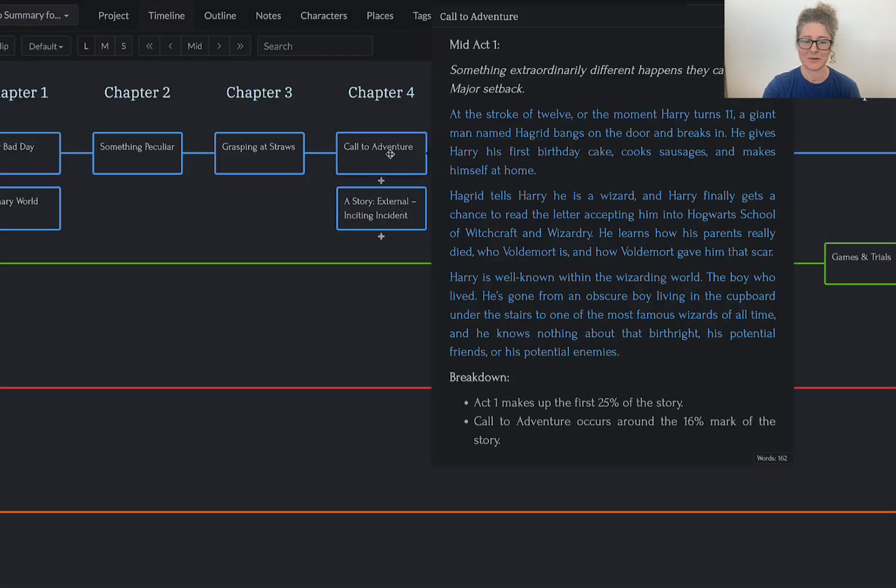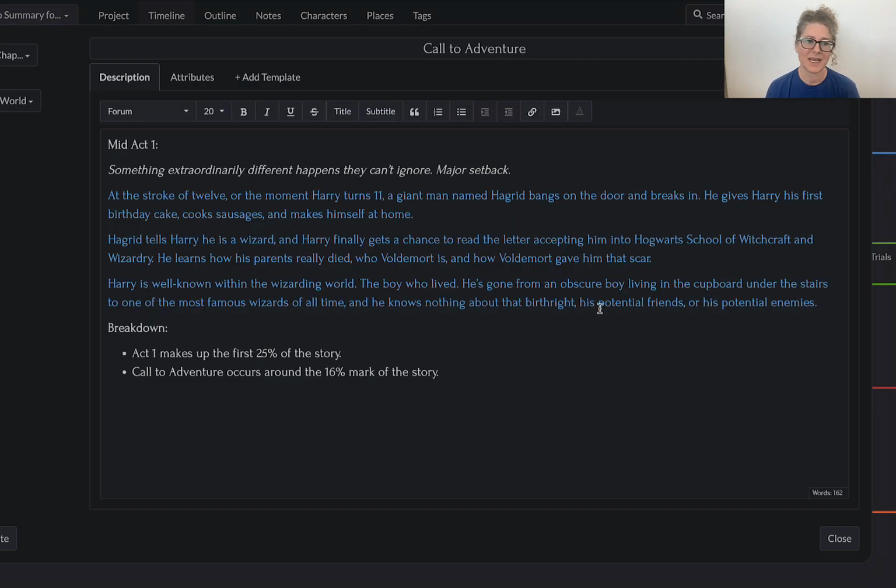Chapter 4, Call to Adventure. Now, something extraordinarily different happens they can't ignore, and this is a major setback. At the stroke of 12, or the moment Harry turns 11, a giant man named Hagrid bangs on the door and breaks in. He gives Harry his first birthday cake, cooks sausages, and basically makes himself at home. Hagrid tells Harry he is a wizard, and Harry finally gets a chance to read the letter accepting him into Hogwarts School of Witchcraft and Wizardry.